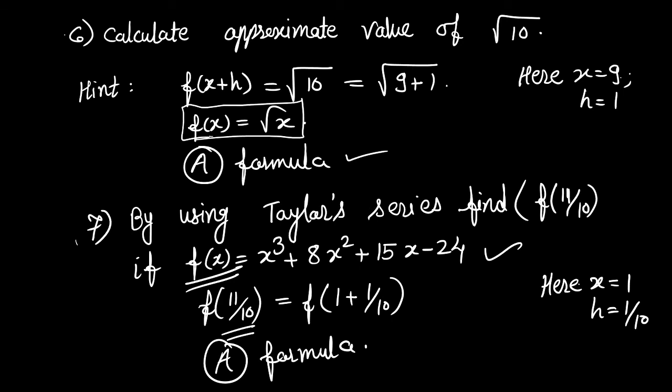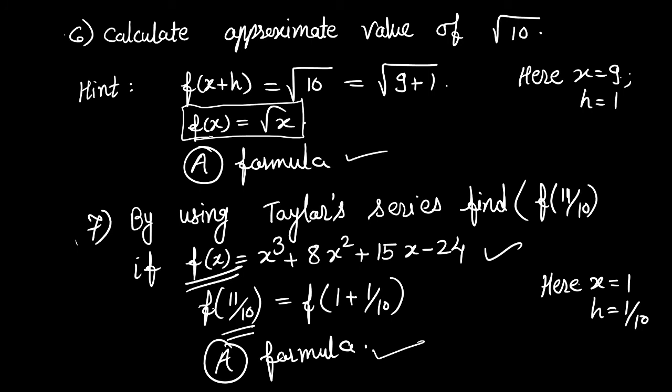Similarly, find f of 11 by 10 if f of x equals an algebraic function. Here f of 11 by 10 can be written as f of 1 plus 1 by 10. That means x equals 1, h equals 1 by 10, and apply Taylor series and find the required result. In this way, there are so many applications, and we can find different values of root 10, root 101, and so on, with expansion in power of x minus a where a may be 1, 2, 3, and plus minus 1, 2, 3, and so on.